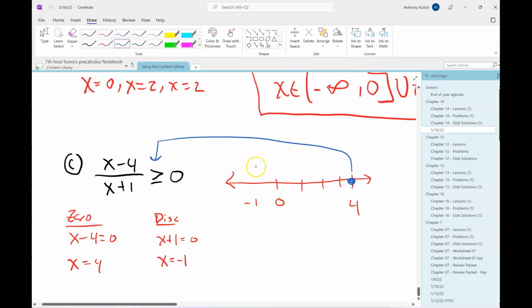Why is it different? It's a discontinuity, right? Discontinuities are always opens, regardless of what type of inequality you have. Always open.